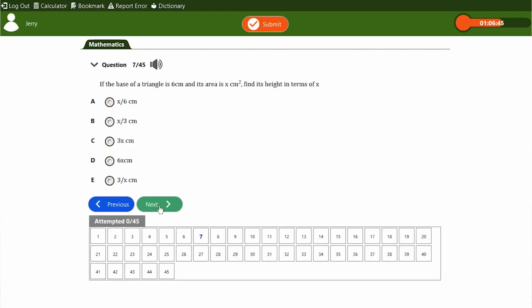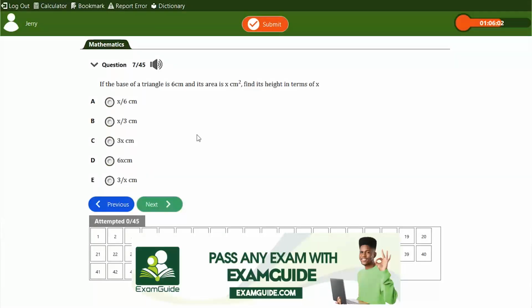We've done parallelogram. We've done area again of triangle. This is the area of triangle. Okay, this says if the base of a triangle is 6 cm and its area is x, find the height. I think we can check this out. They have given us the area, and that area is given as x. They say find its height in terms of x, so the answer we'll get will be in terms of x cm squared. Let's quickly look at that.